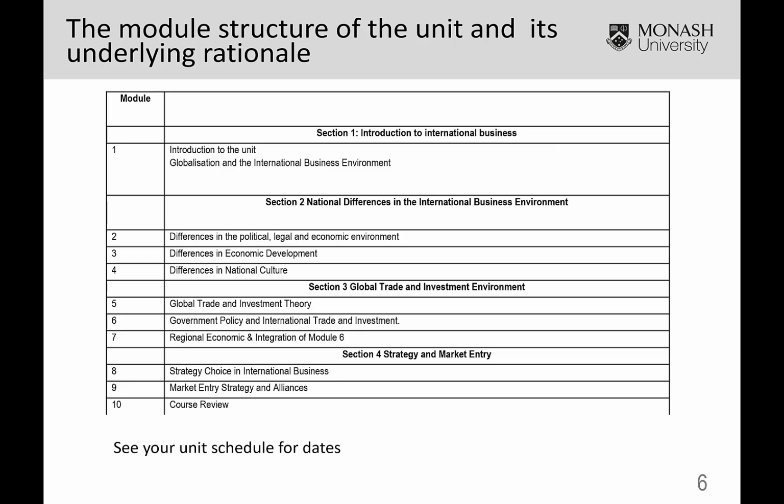The third section of the course, or the fourth section of the course, the fourth section of the course is strategy choice in international business, market entry strategy and alliances. So we're looking at the responses that international businesses have as they internationalize and the choices that they can make.